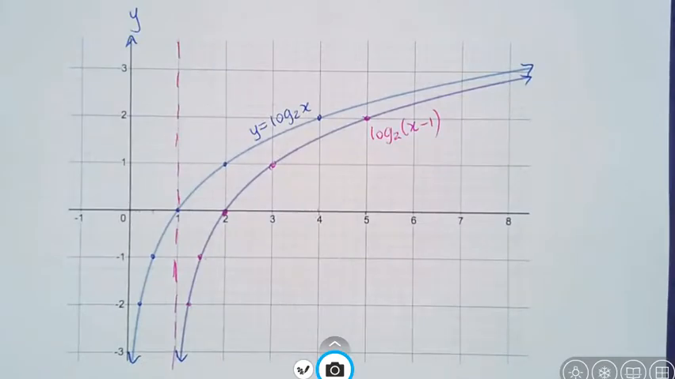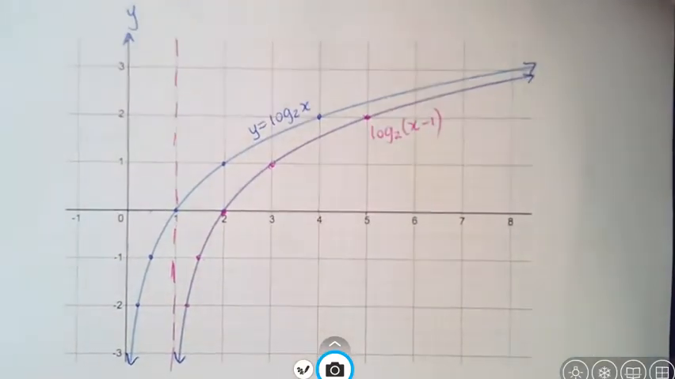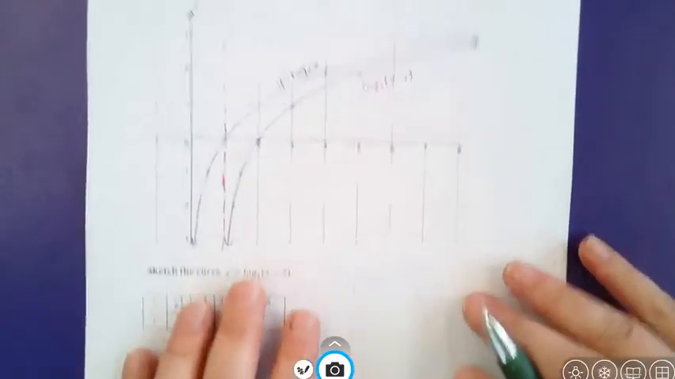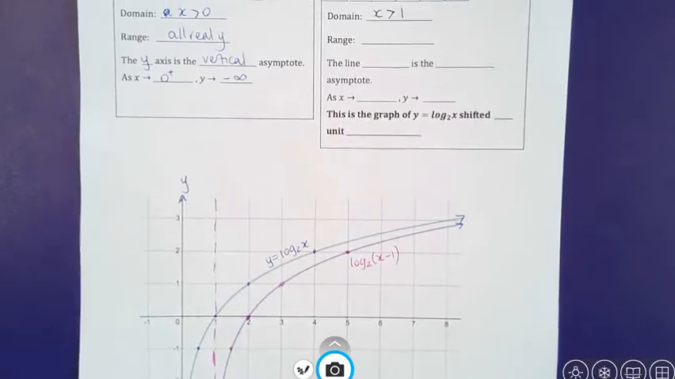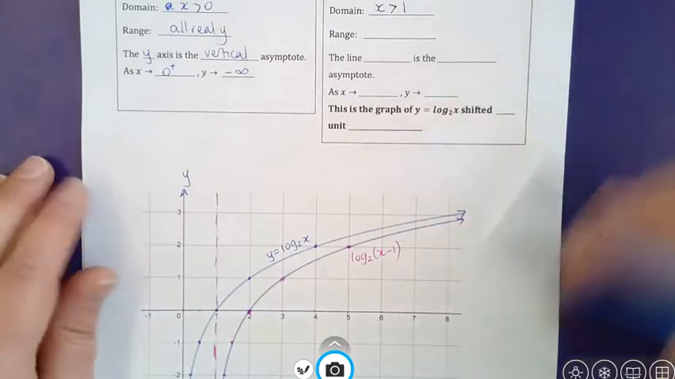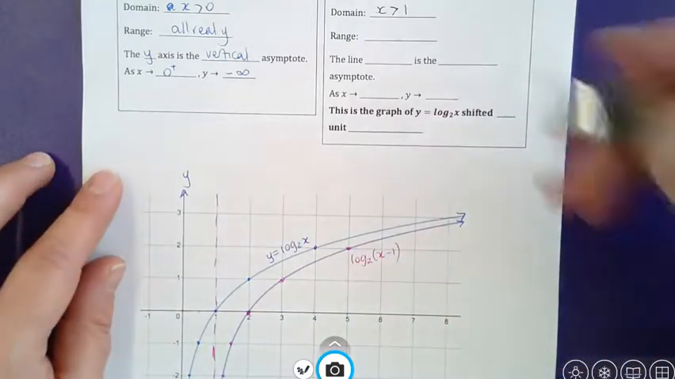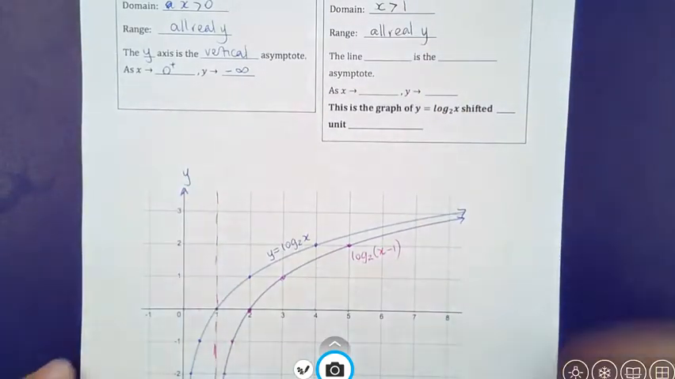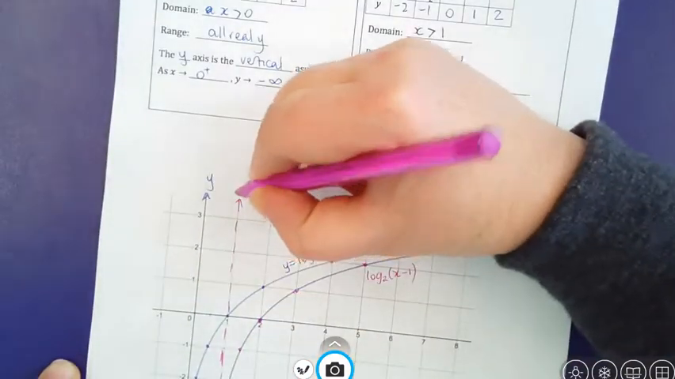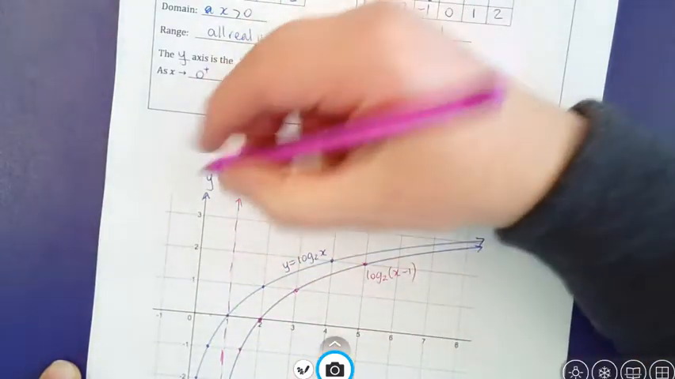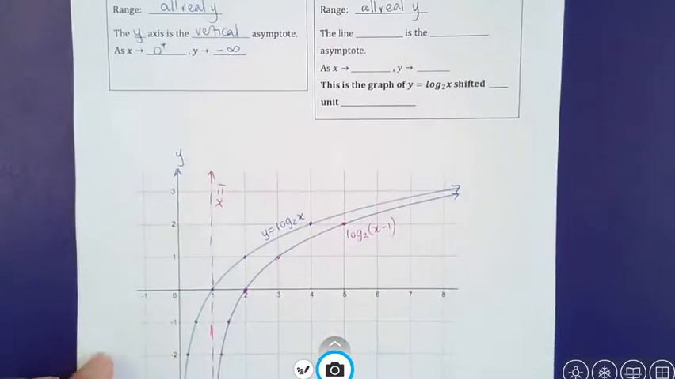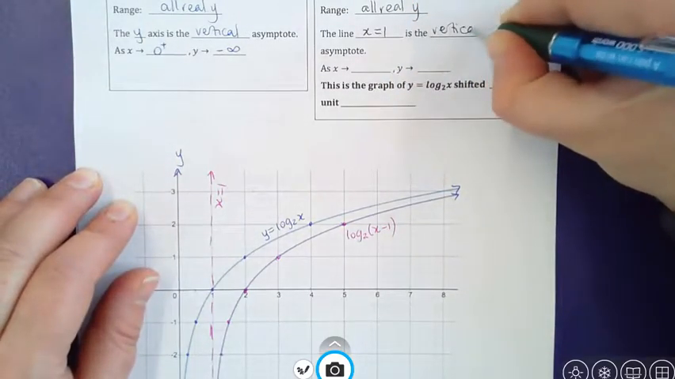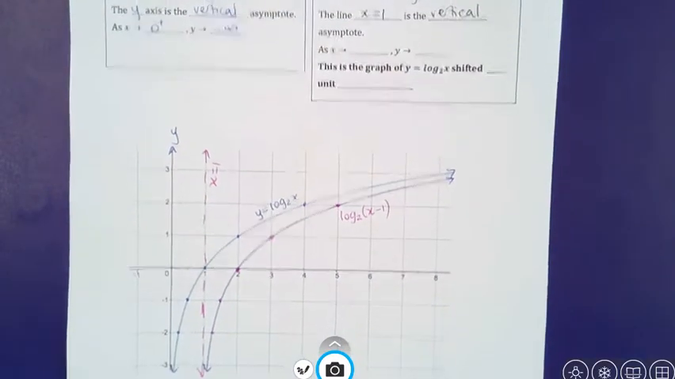Okay? So the domain will be x is greater than 1. Let me move up here. The domain is x is greater than 1. Okay, the range. Look up and down. Looks okay? All real y. Now, which line is the asymptote? It's the pink one. What's the equation of this line? It's passing through x is 1. So it's the line x equals 1. Oops, sorry. So the line x equals 1, the pink line, is the vertical asymptote this time.